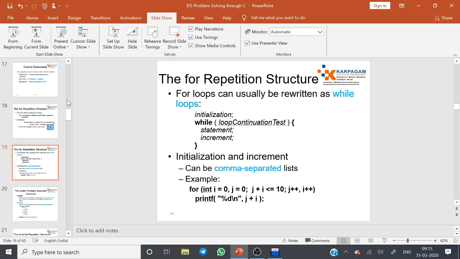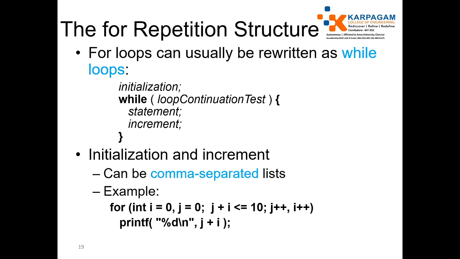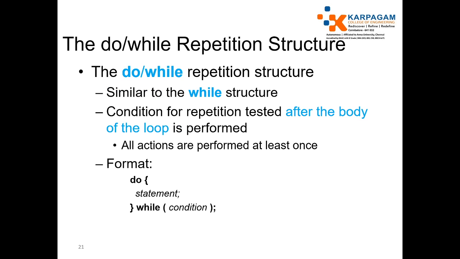Next repetition structure is the do while loop. In the do while repetition structure, we are doing the same operations as in the while loop, but in the while loop, first it checks the condition. If the condition is true, it will execute the statements available in the while block. But in the do while loop, the condition for repetition is tested after the body of the loop is performed. First it performs the task available in the loop, then it will check the condition.